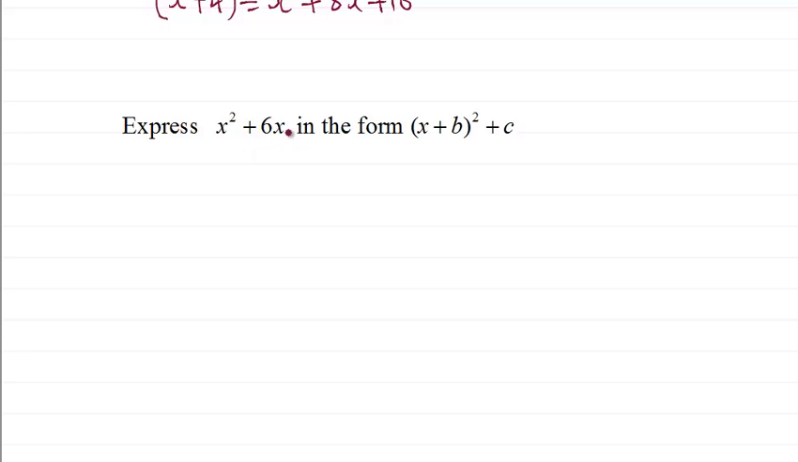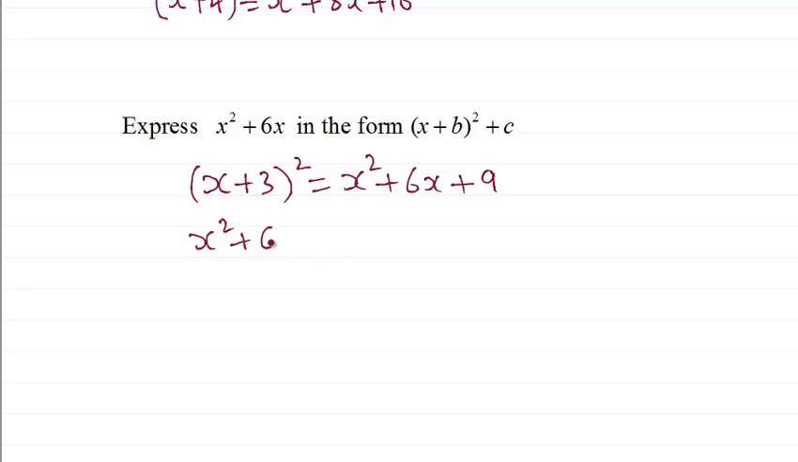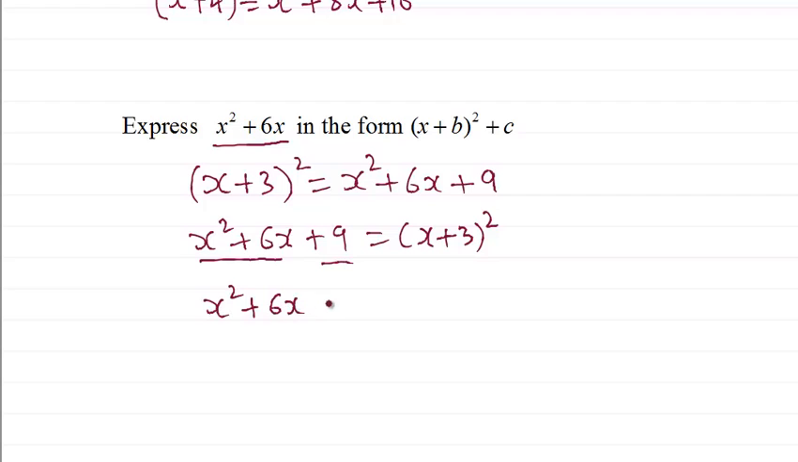x squared plus 6x in the completed square form. We know x plus 3 all squared is equal to x squared plus 6x plus 9. So therefore, x squared plus 6x plus 9 is equal to x plus 3 all squared. But here, we only need these two terms. We subtract 9 from both sides. So we get x squared plus 6x equal to x plus 3 all squared minus 9.